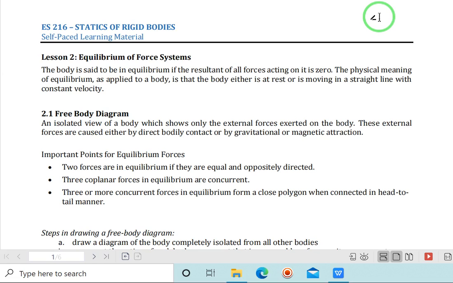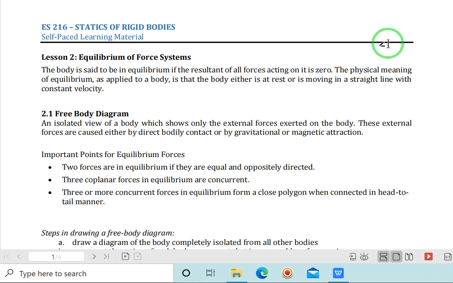Good day. Our lesson for today will be equilibrium of force systems. When we say that a body is in equilibrium, the resultant of the forces acting on that certain body should be equal to zero. That is, your summation of forces along x will be equal to zero. Your summation of forces along y will be equal to zero. And then your summation of moments at any point should be equal to zero.